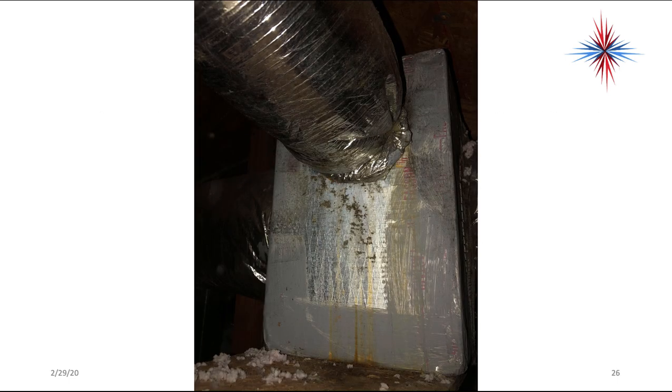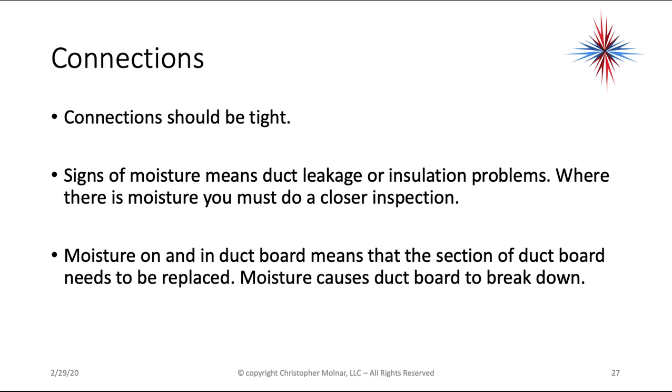Another picture here. Okay, notice on this return box, or this is a supply plenum, we have water dripping down. Okay, where there is moisture, there is duct leakage or problems with the insulation. This is in a humid attic in Florida. Connections should be tight. Signs of moisture means duct leakage or insulation problems. Where there's moisture, you must do a closer inspection. Moisture on or in ductboard means that that section of ductboard will need to be replaced. Moisture causes ductboard to break down.